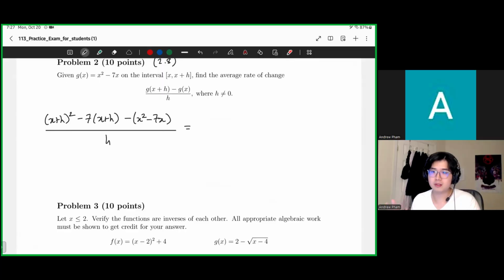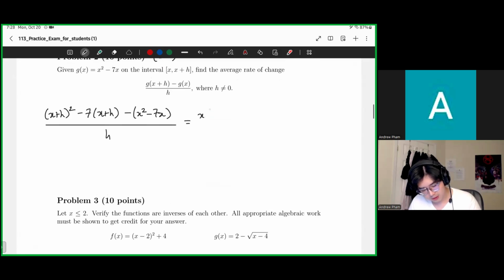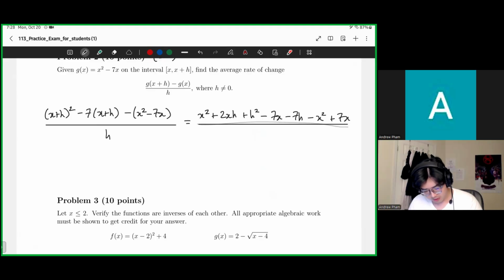Okay. And so nothing's really new here in terms of what you have to do. All you have to do is simplify this out, right? You have to be careful with your algebra here, your expansions. So the first term expands like this: x squared plus 2xh plus h squared, minus 7x minus 7h. Remember to distribute in the minus sign for the last two terms. So minus x squared plus 7x. And you know that you did something right if a lot of things start to cancel, like this x squared and this x squared, this 7x and this 7x, and I think that's it.